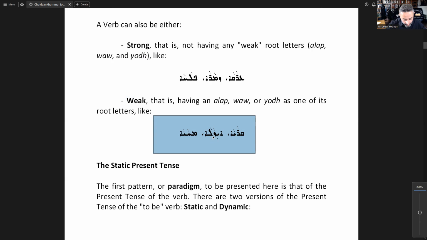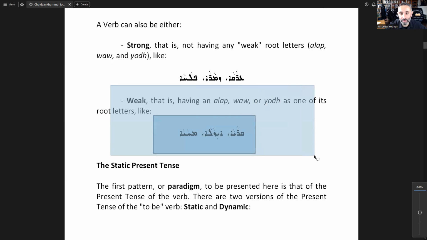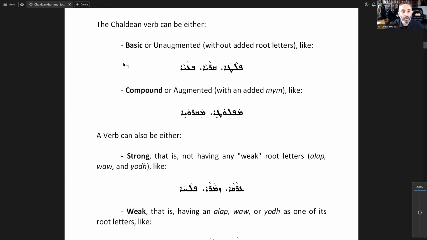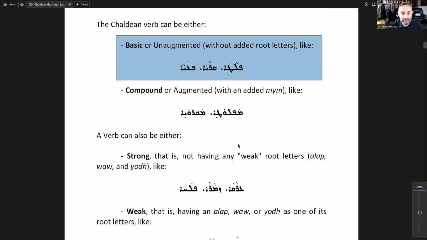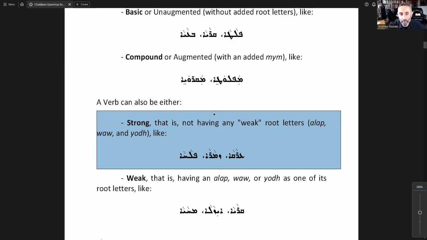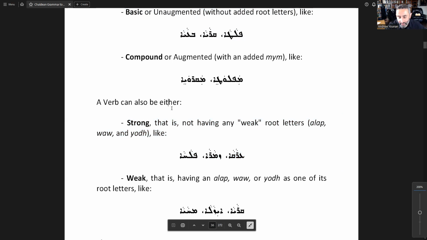Again, we are not going to touch these until chapter 9. So don't worry about them. This is just to introduce the concept. So right now, for the next several chapters, we're only going to worry about basic, strong verbs. Do not worry about these other ones. I just want to introduce the concept here. And when we get to them, you'll see that it's not a big deal. It's not that hard. Okay.